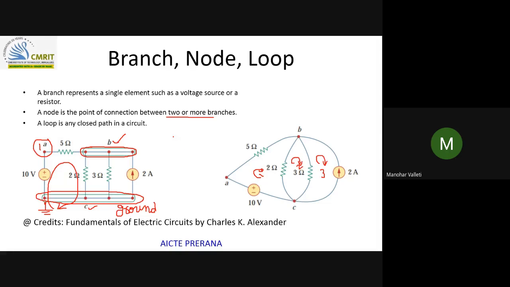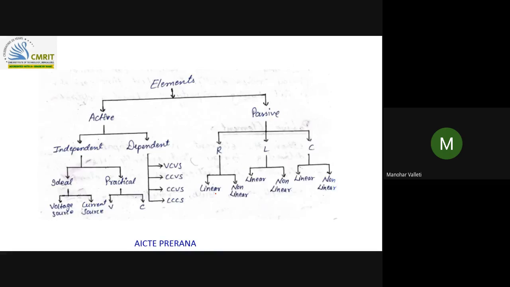So totally here, how many branches were there in this? How many branches? This is 1, 2, 3, 4, and 5. So branches were 5, nodes were 3, loops also 3. And just to brief out what you already know.